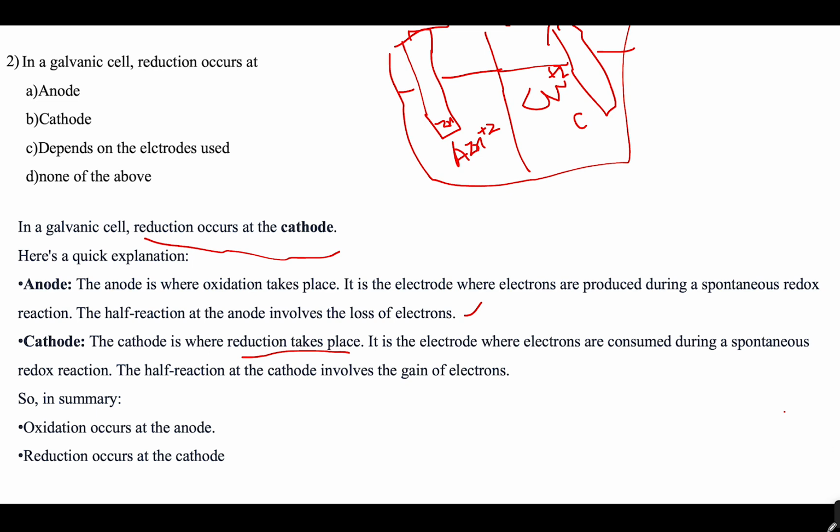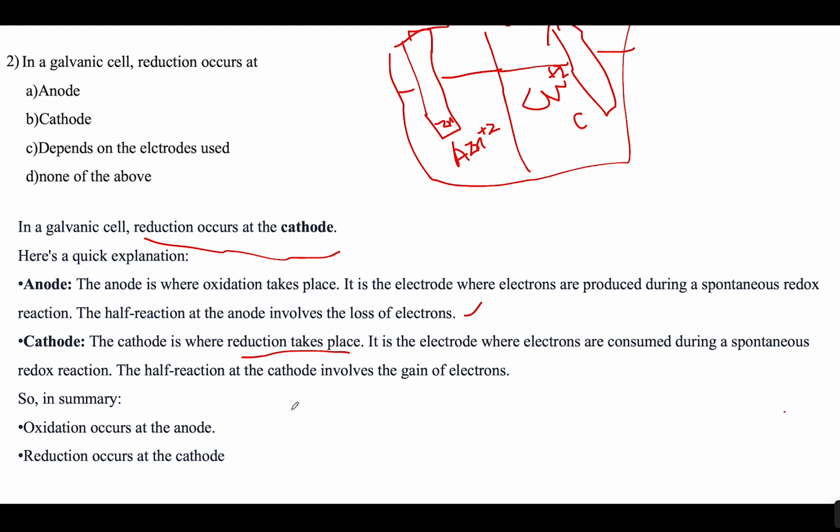So in summary, we can say oxidation occurs at the anode, reduction occurs at the cathode.